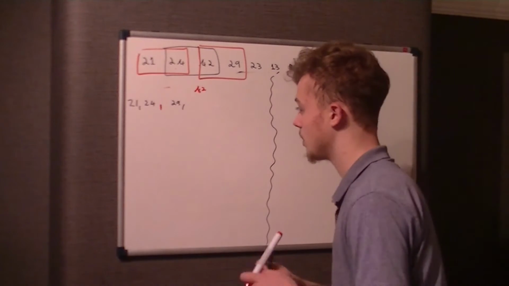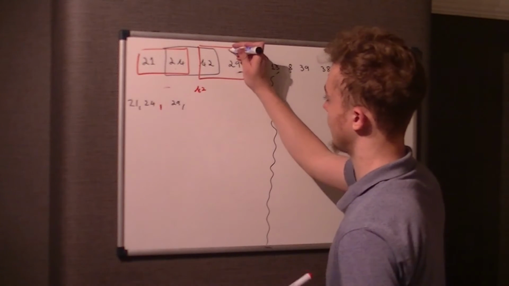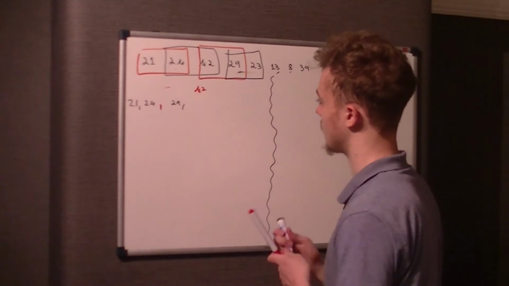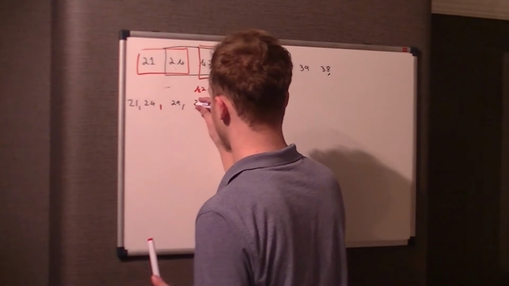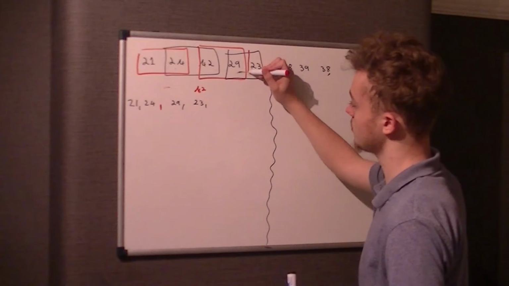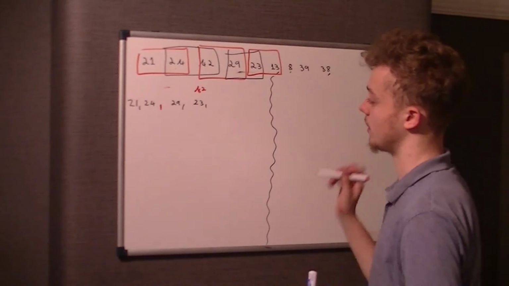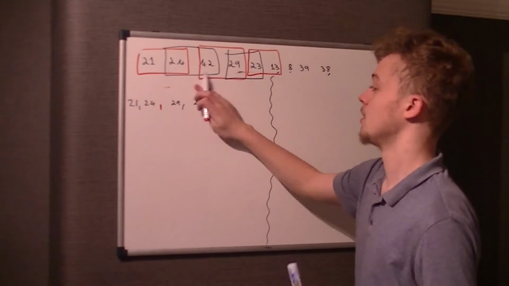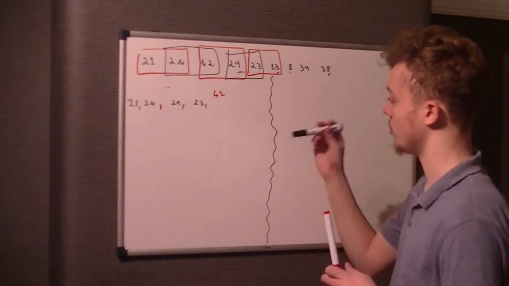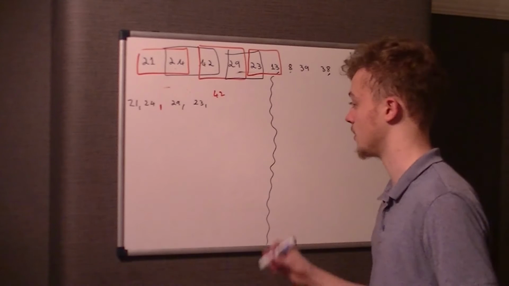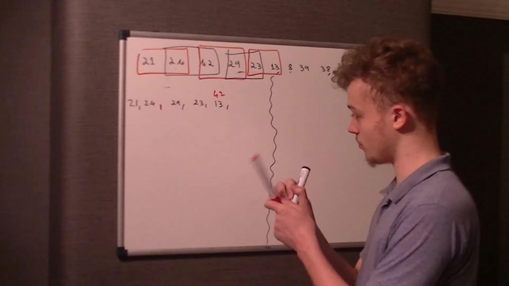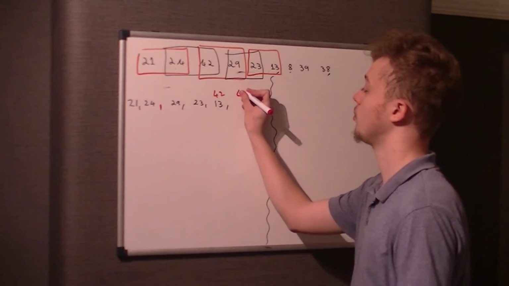Because 42 is now where 29 was, we need to compare it to the next one. So we compare 42 and 23. Quite clearly 23 is smaller than 42, so we write 23 there. Now we compare where 23 was to the next one, because that's where 14 would be. So 42 and 13. Obviously 13 is smaller, so we write it there, and we move the 42 along.